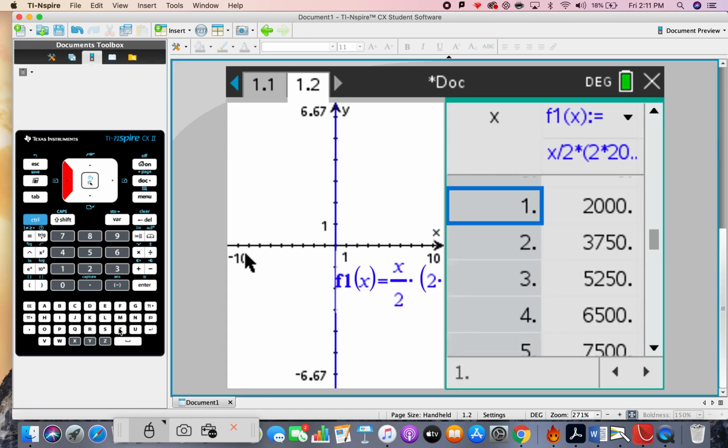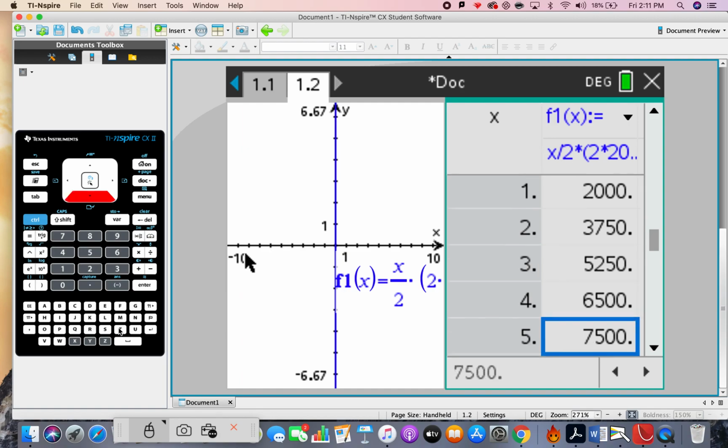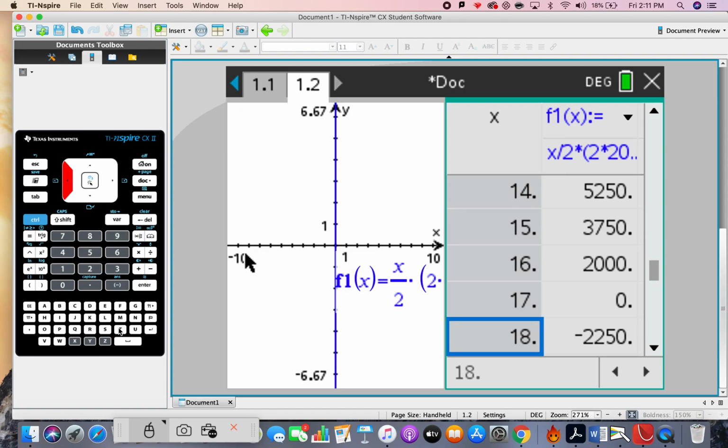Even though the format of that formula is very different, the first is 2,000, the sum of the first two is 3,750, the sum of the first three. And if we go down, we should get the same answer. It takes us to 18 terms to get to a negative sum. All right, I hope that helps.